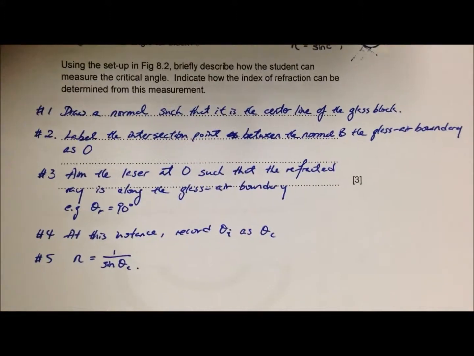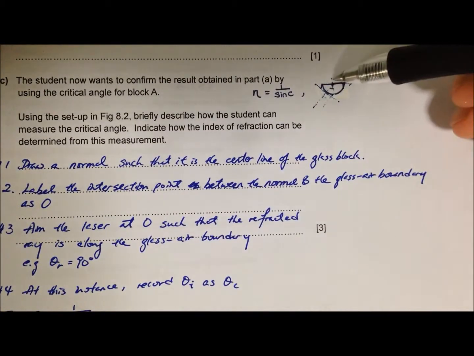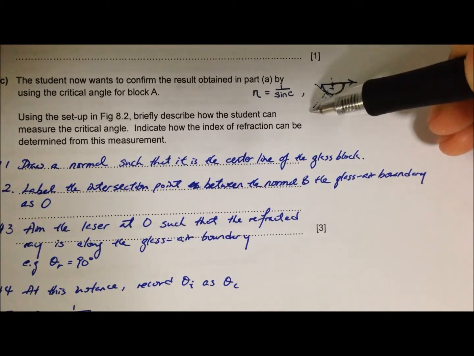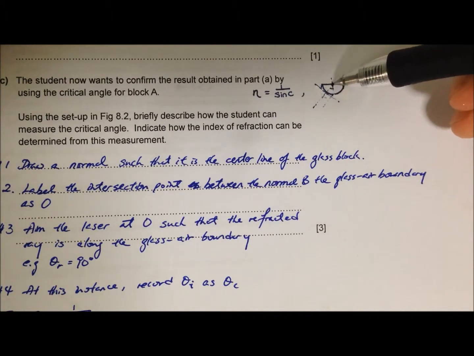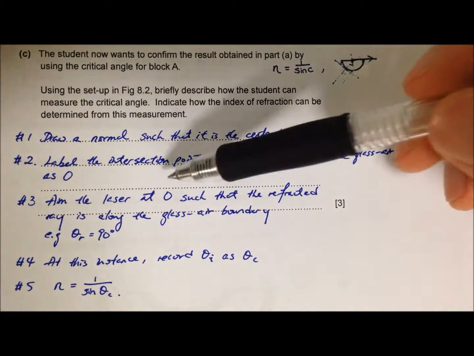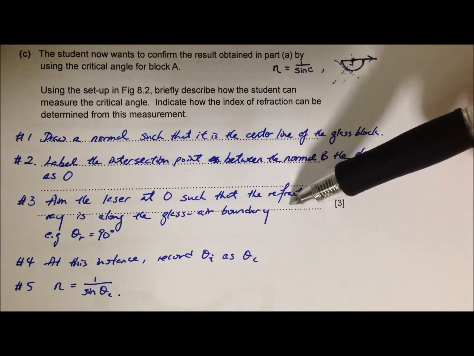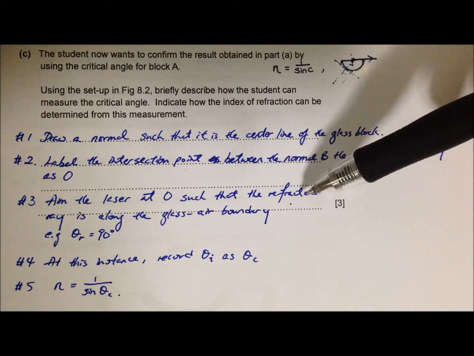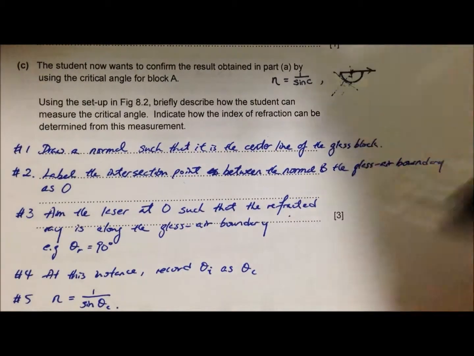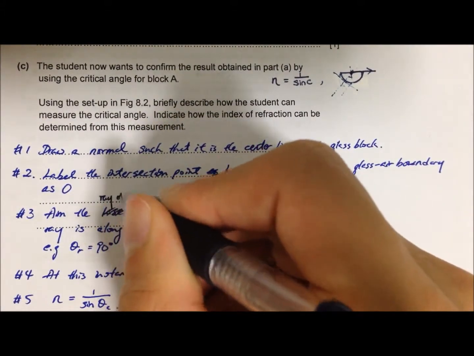So now let's describe it. First of all, we must locate this center line so that you can shine the initial ray of light towards that center line. So first of all, draw a normal such that it is the center line of the glass block. Label the intersection point between the boundary and the normal as O. Then you aim the laser at O. Is it a laser or just a ray of light? Here I don't think it's a laser. It is just a ray of light.